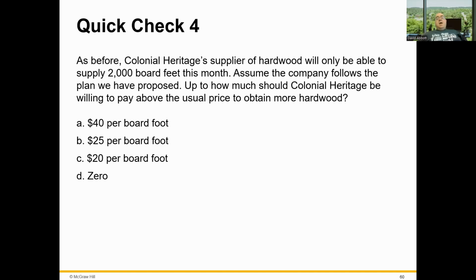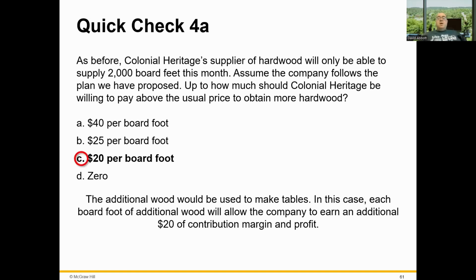Now, as before, Colonial Heritage's supplier of hardwood will only be able to supply 2,000 board feet this month. Assume the company follows the plan we have proposed. Up to how much should Colonial Heritage be willing to pay above the usual price to obtain more hardwood? $20 per board foot. The additional wood would be used to make tables.